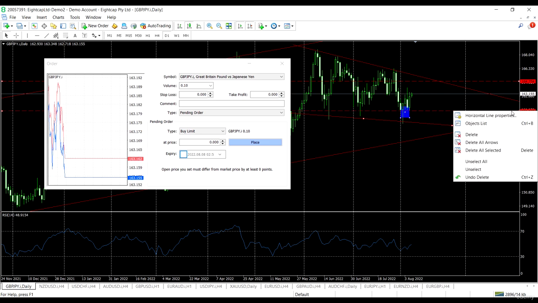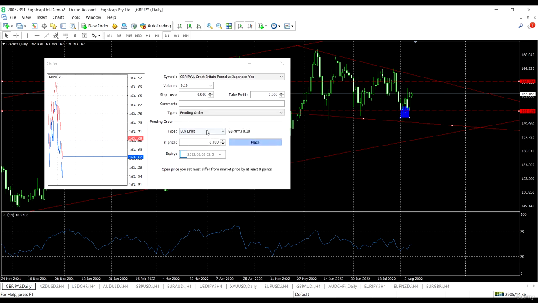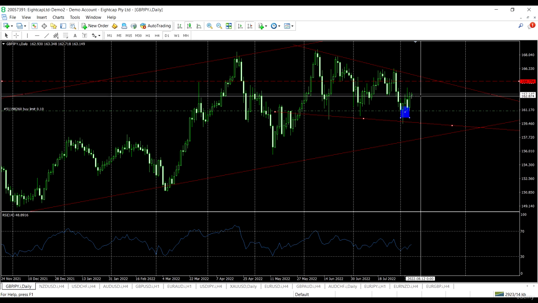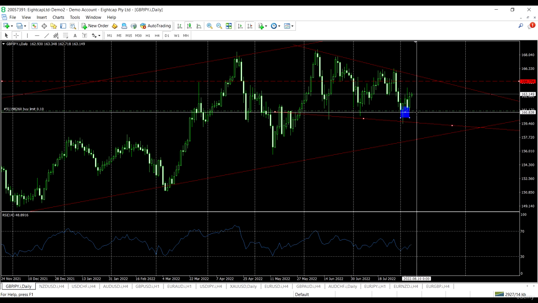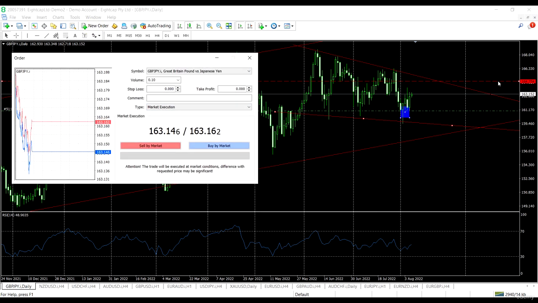So I'm just going to come here, copy the value here, and then come to this buy limit and paste it here. Now you can see when I place the order, we now have a buy limit. Okay, so now when the price comes down here and hits our buy limit price, it's then going to create a buy order for us. So same for sell limit.